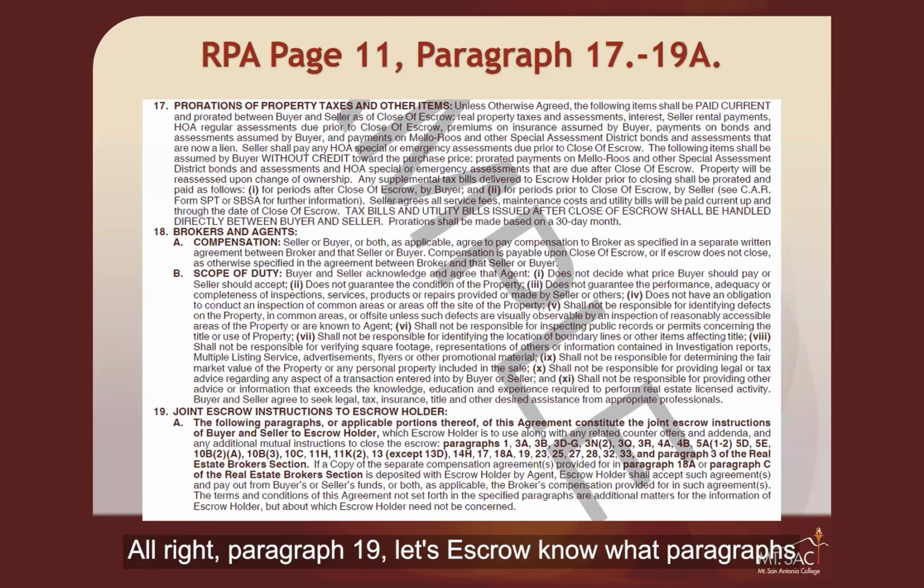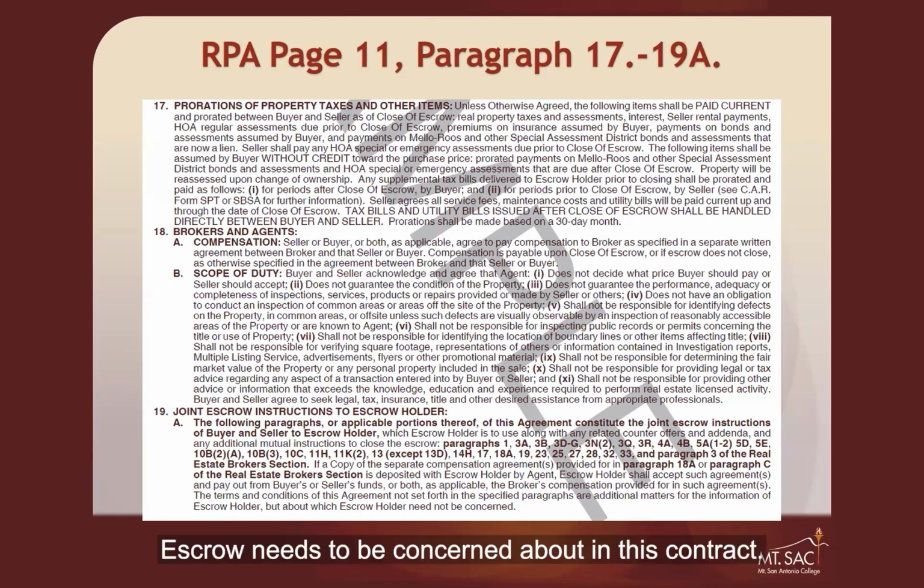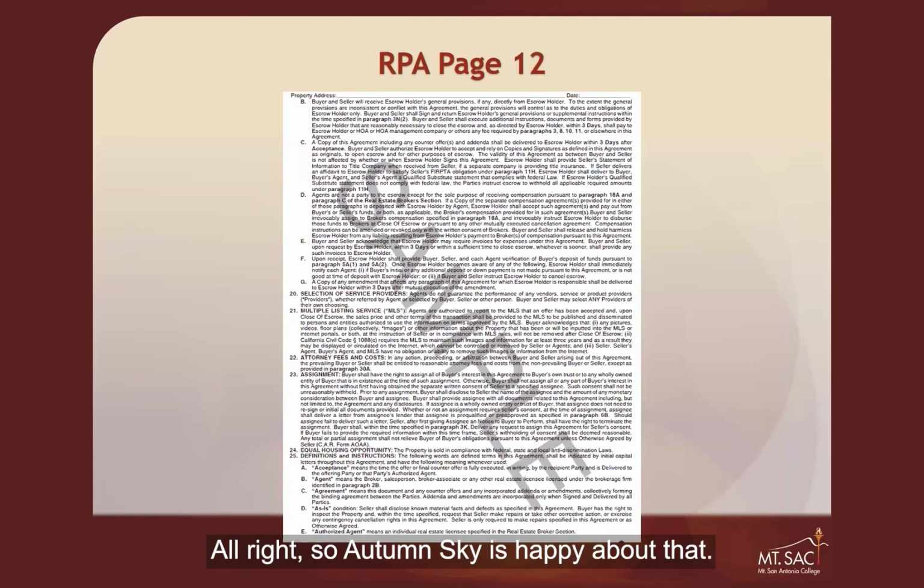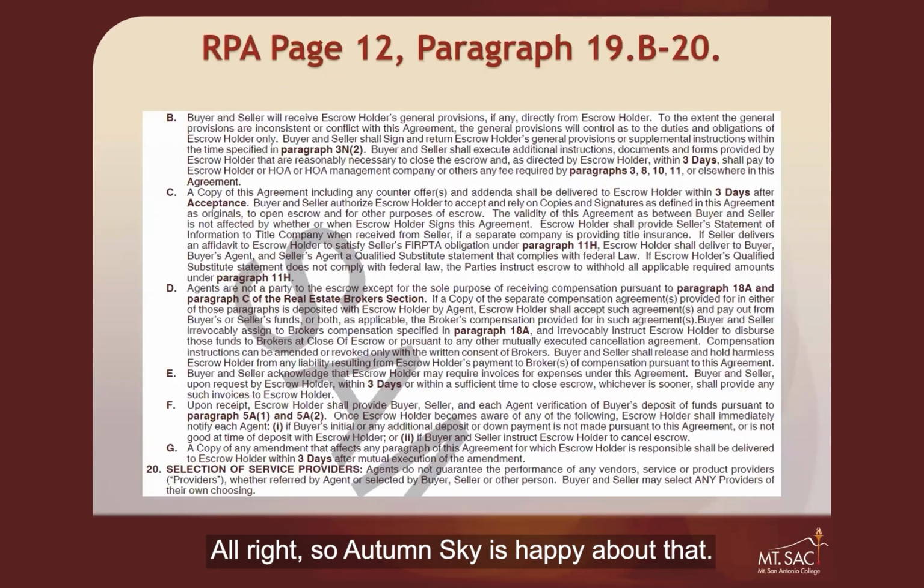Paragraph 19 lets escrow know what paragraphs escrow needs to be concerned about in this contract, all right? So Autumn Sky is happy about that. Moving on, more detailed information about escrow, what they're going to do.